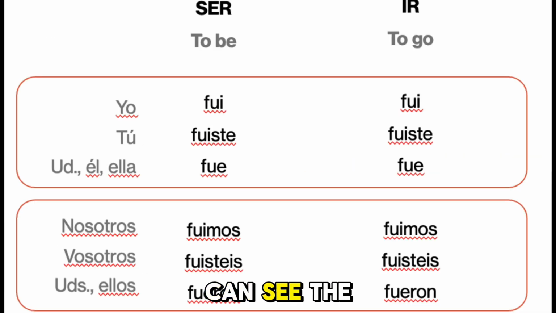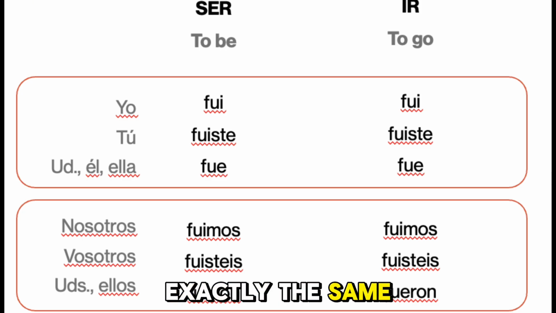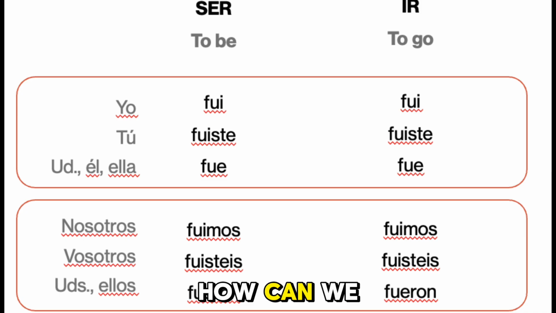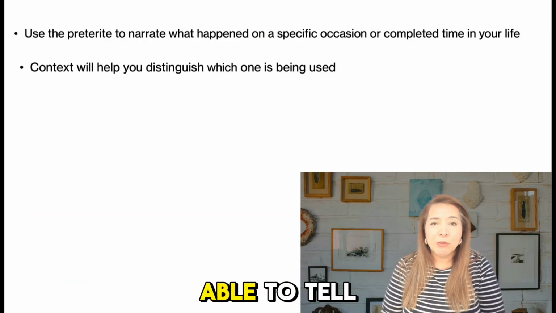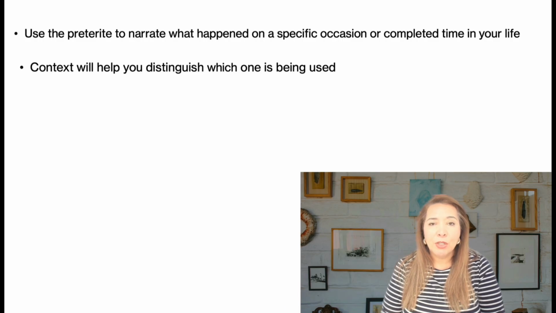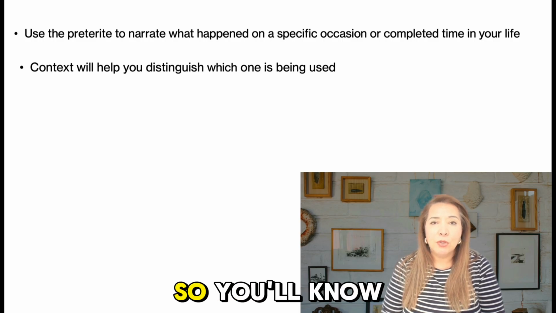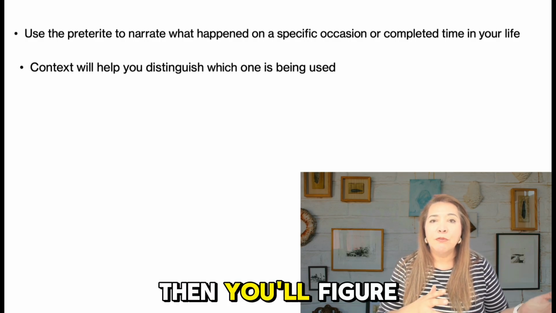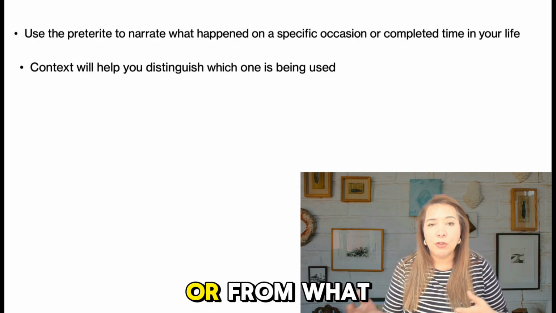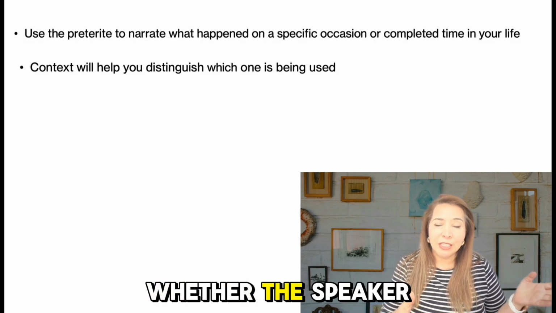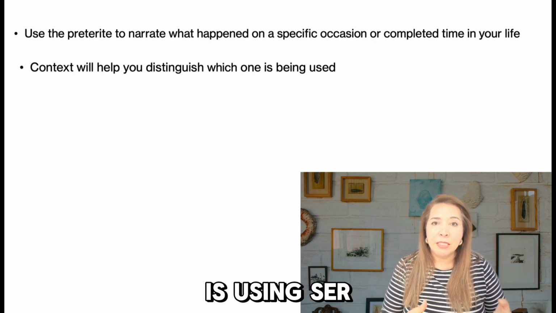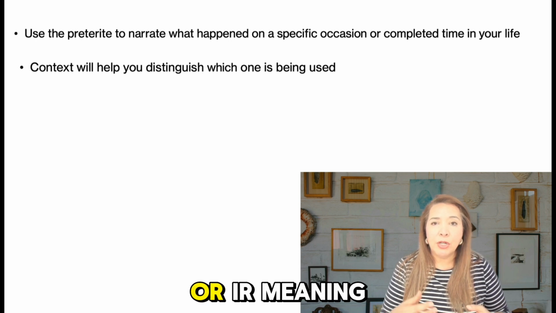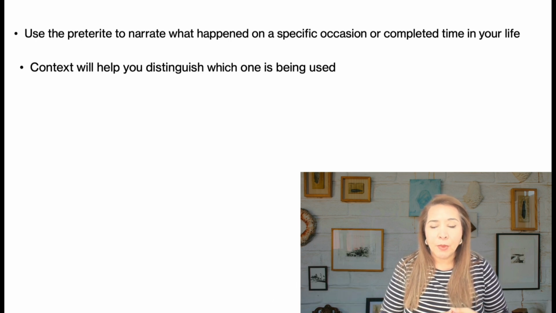So as you can see, the conjugations for each of these verbs are exactly the same. What does that mean? I mean, how can we tell them apart in conversation? So you'll be able to tell them apart in conversation with context. So you'll know what the conversation is about. Then you'll figure out from the rest of the phrase or from what the topic is whether the speaker is using ser, meaning to be, or ir, meaning to go.